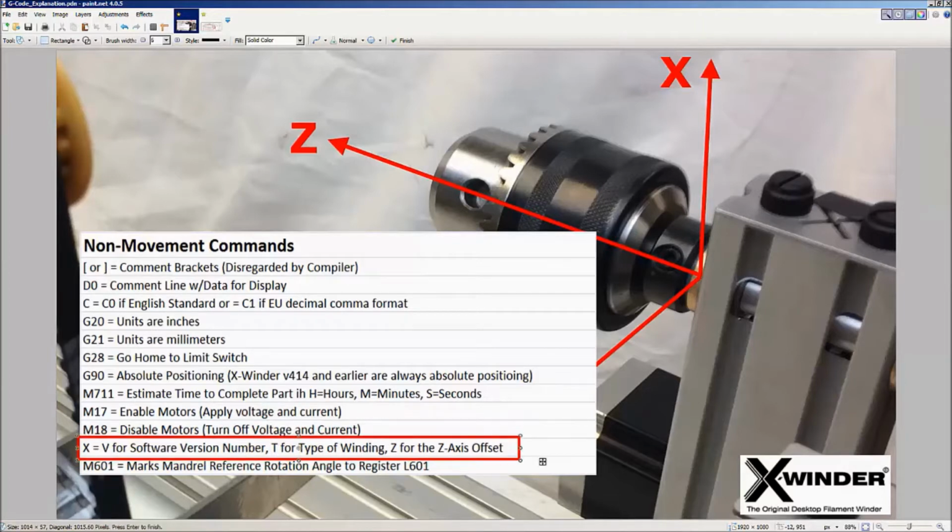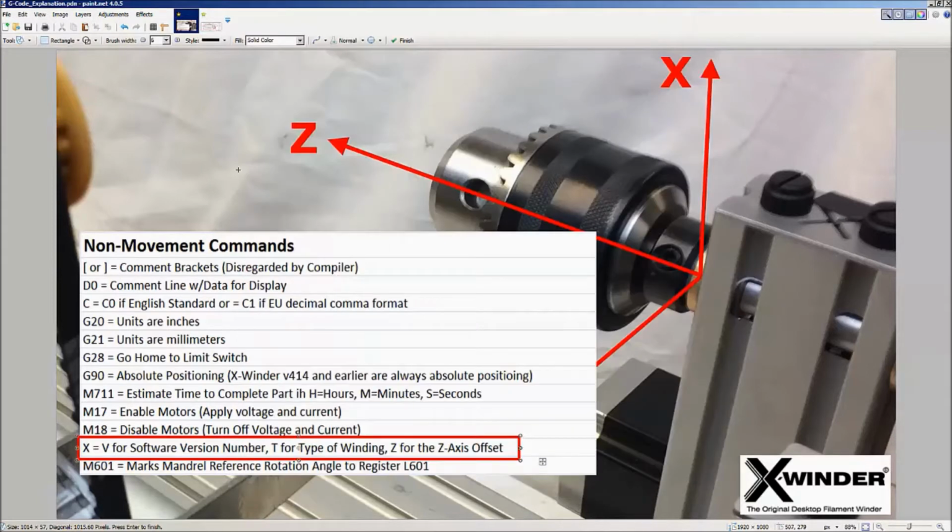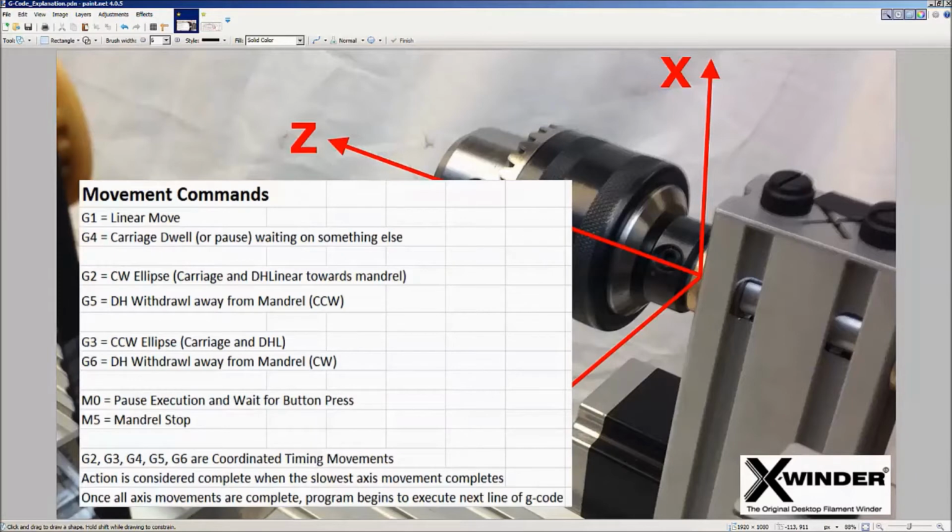The X command is for the version of the software that we're running. In this case, we're running version 4.14. It is a 4-axis file. This is the Z-axis offset, 1.875. There is another video that covers that. And then the M601 is another non-movement command, not really utilized that much in the 4-axis file. So let's go to the actual movement commands now. So we're finished with the non-movement commands.